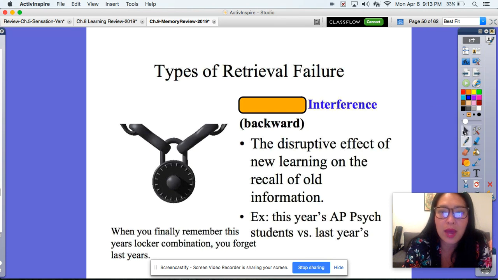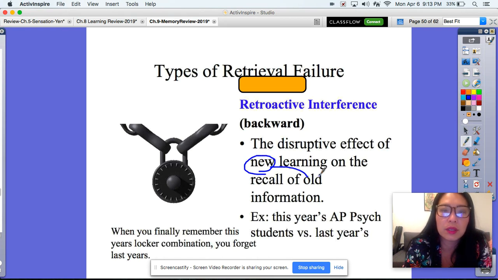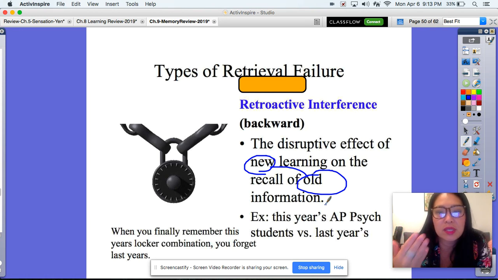Okay, retroactive interference is the disruptive effect of new learning on the recall of old information. Every time I get a new set of students, my ability to remember my old set of students becomes a lot harder, because the new information is now clouding the old information.